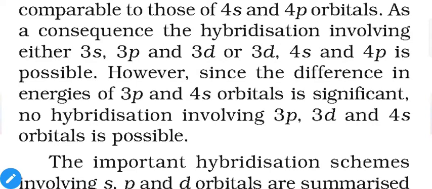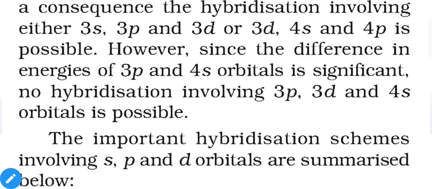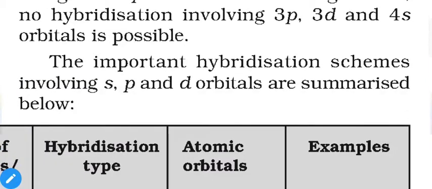However, since the energy difference between 3p and 4s orbitals is significant, no hybridization involving 3p, 3d and 4s orbitals is possible. Okay, so they have comparatively more difference. That means the energies of 3p and 4s have a large gap between them. So that's why they cannot be in the same hybridization, because during hybridization the energies of all the hybrid orbitals are almost the same. That's why it is not possible.